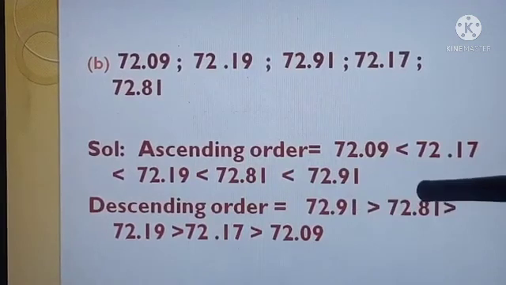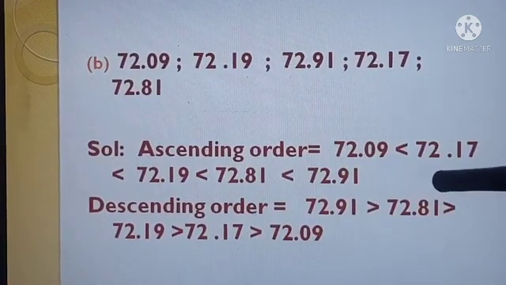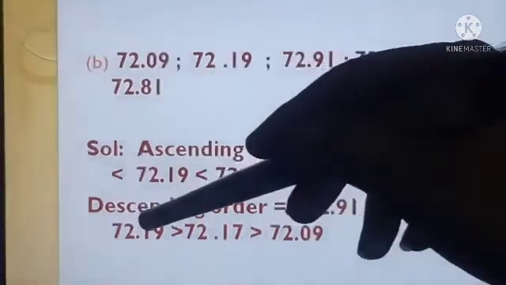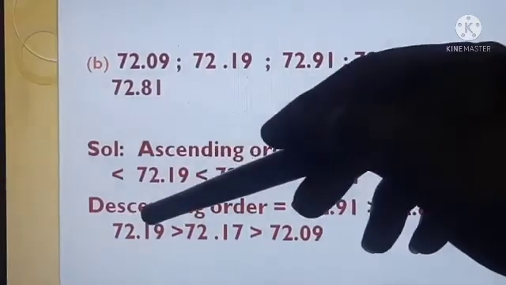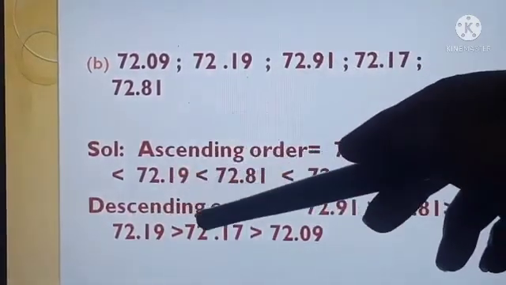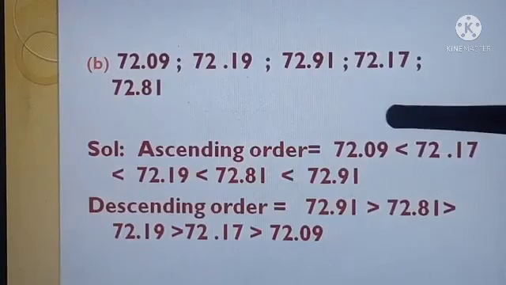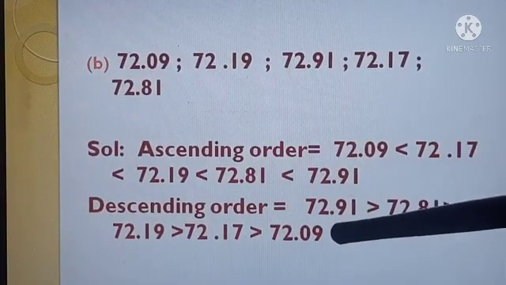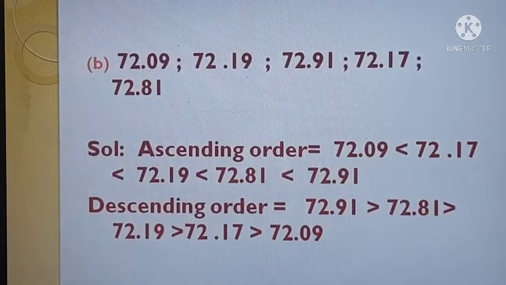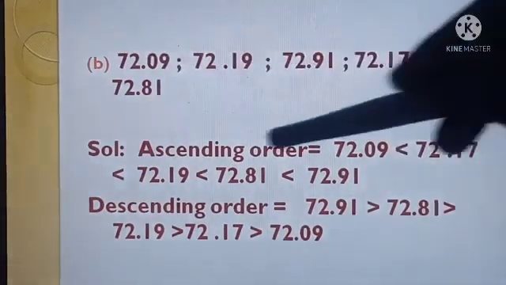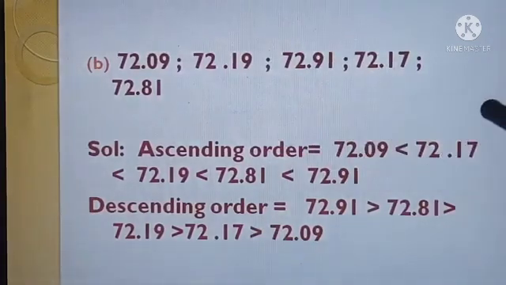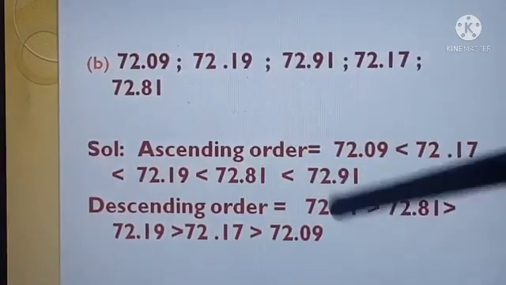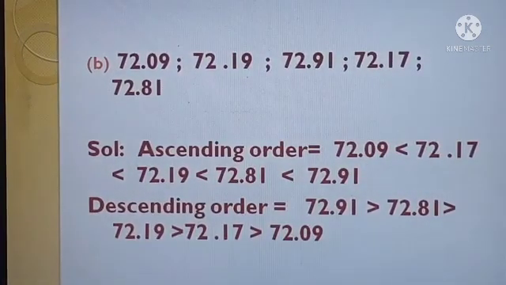And in descending order, we will write down reverse of that. 72.91 is greater than 72.81, decimal 81, not 81. 72.81 is greater than 72.19. 72.19 is greater than 72.17. And 72.17 is greater than 72.09. If you want, you can put the numbering here. According to ascending order, first of all, put the numbering, then write down. After that, if the question is same, then you will take reverse of that. If the question is different, then go to the next question and put the numbering there.